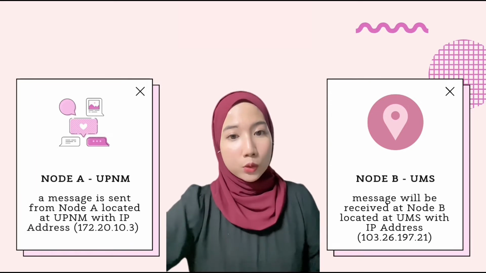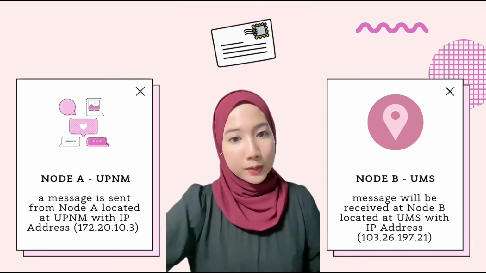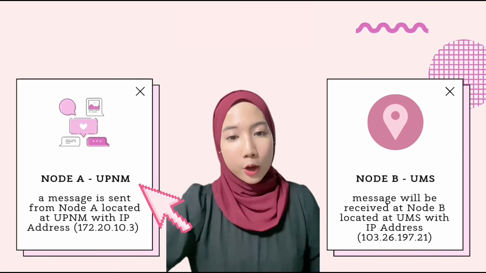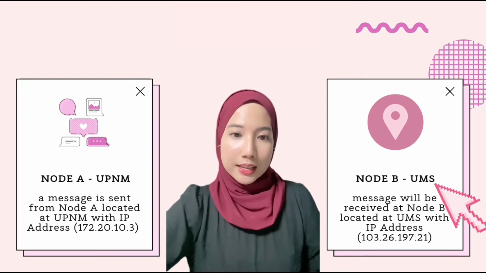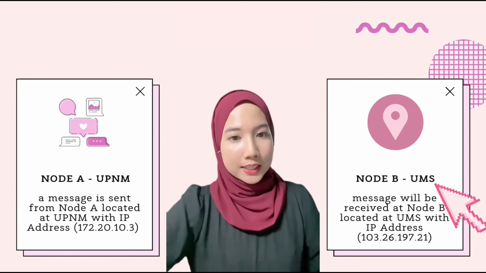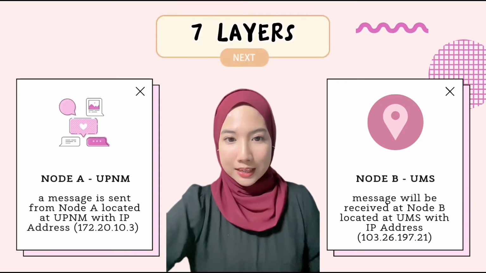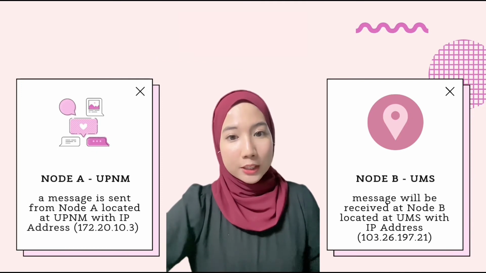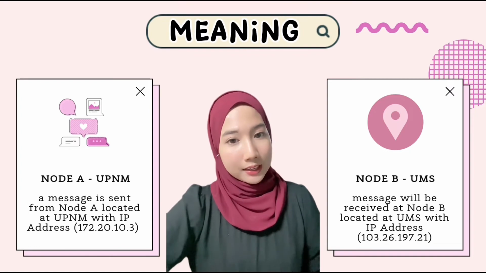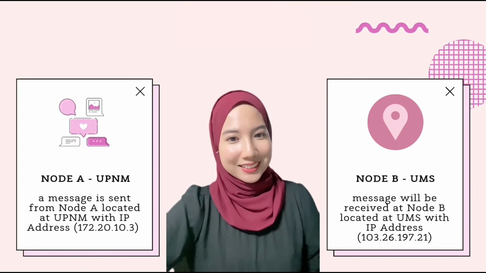Basically, we want to explain how the message will be sent from node A, which is located at UPNM, to node B, located at UMS, Universiti Malaysia Sabah, using the 7 layers of the OSI model. Therefore, we need to first understand the meaning of the OSI model and the 7 layers.